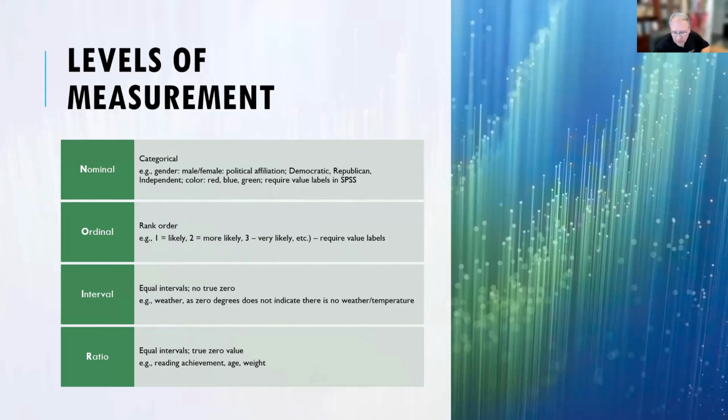The last two are continuous or scale variables. So the first one is called interval. Interval includes variables that do not have a true zero. So temperature and weather can be an example. The number can be below 0 or above 0. So the 0 is just another data point. Ratio variables are the opposite. So 0 is a true value. So your reading level, your age, your weight, you can't have a negative age or a negative weight. So it starts with 0 and moves up.